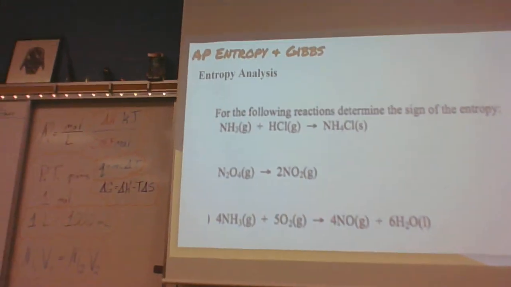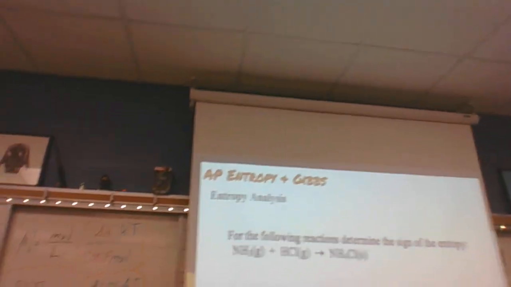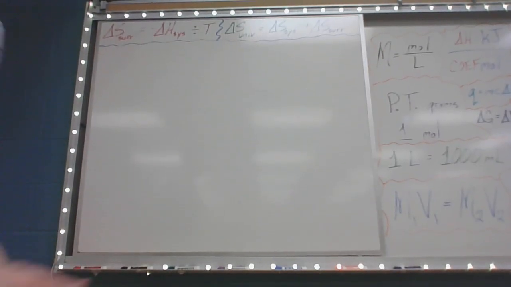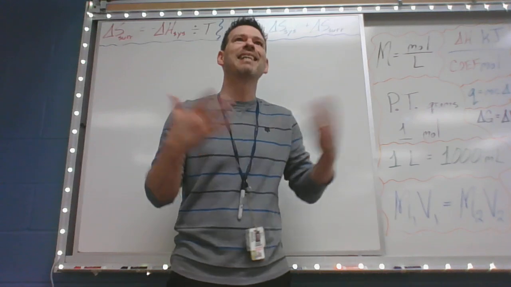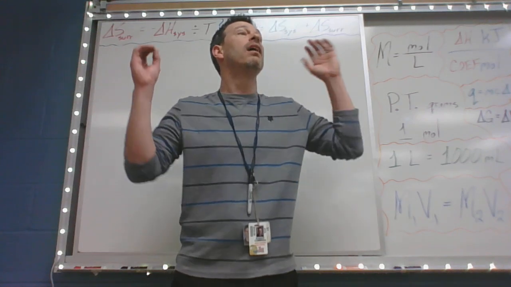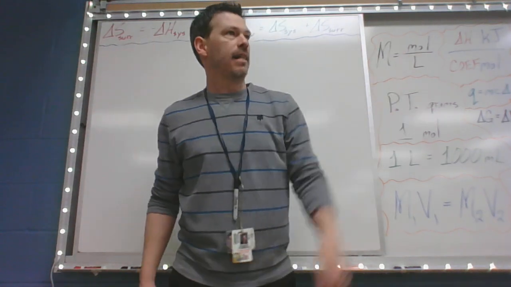And then that last one, there's 7 moles of gas on the reactant side. I'm sorry, I can count. There's 9 moles of gas on the reactant side, only 4 moles on the product side, so less gas when it's all done means a decrease in entropy.